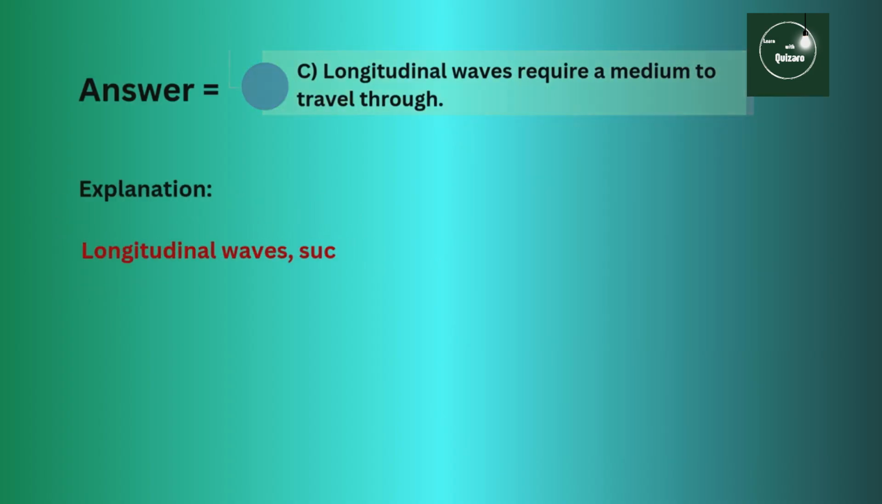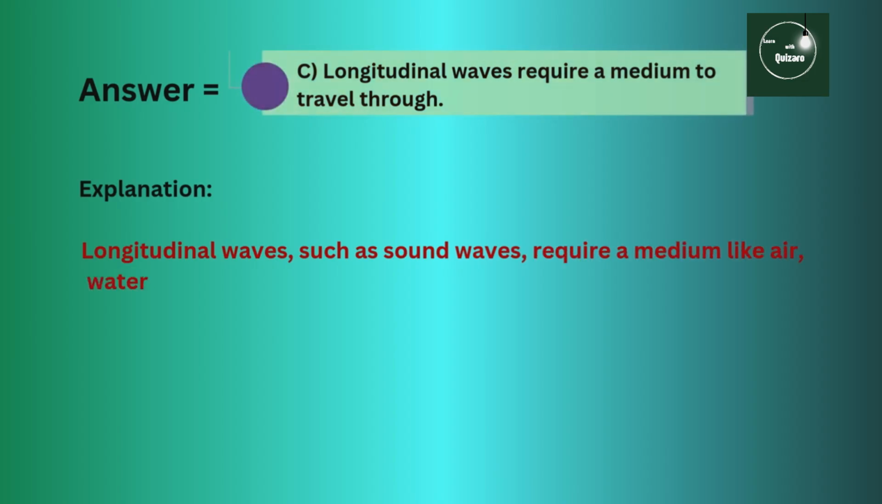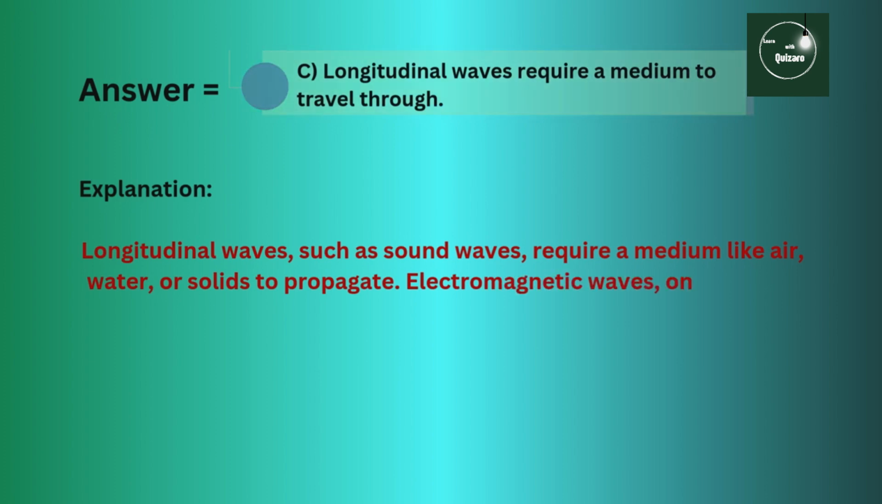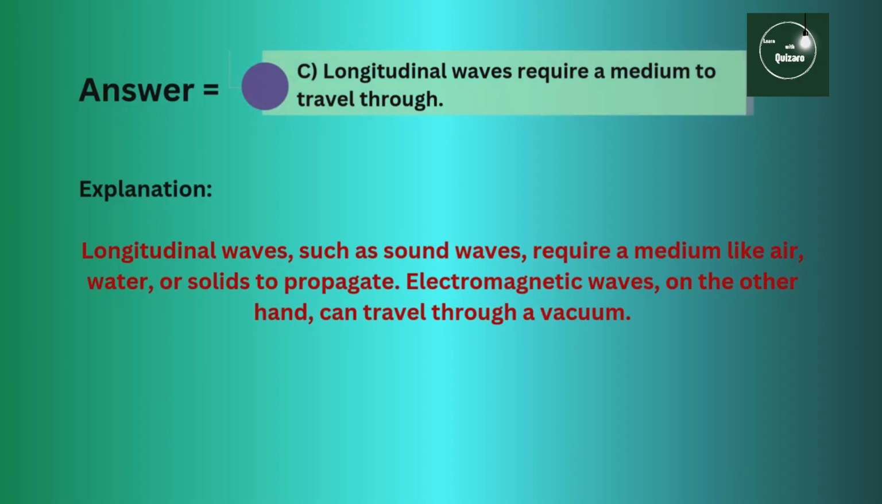Answer is C. Longitudinal waves require a medium to travel through. Longitudinal waves, such as sound waves, require a medium like air, water, or solids to propagate. Electromagnetic waves, on the other hand, can travel through a vacuum.